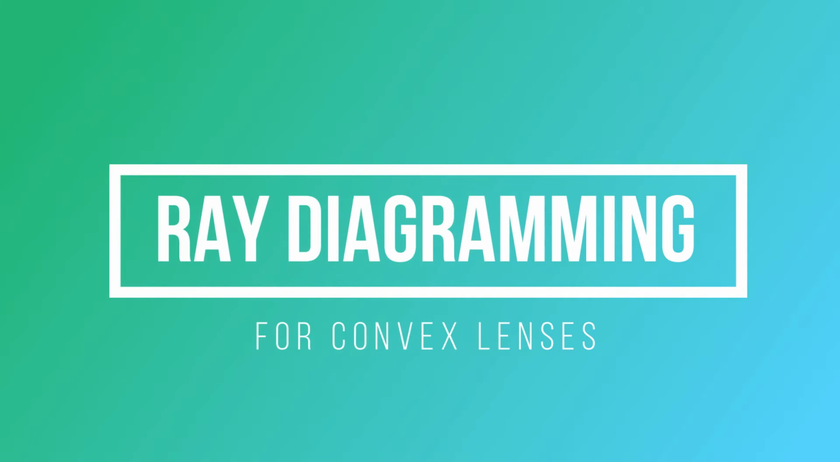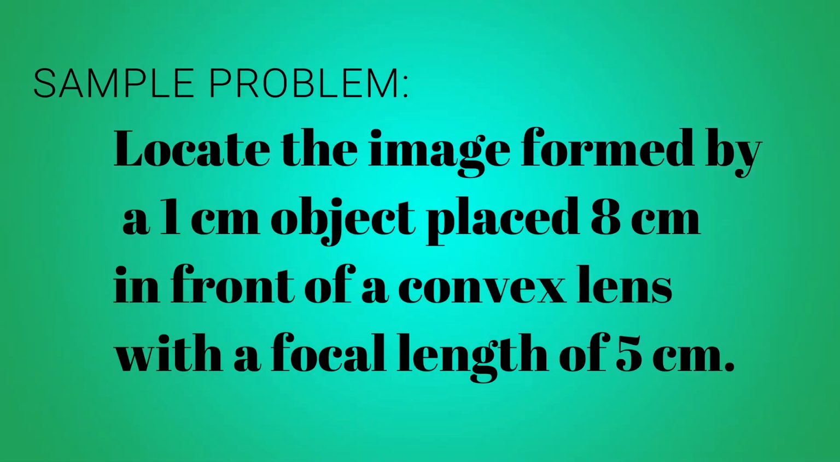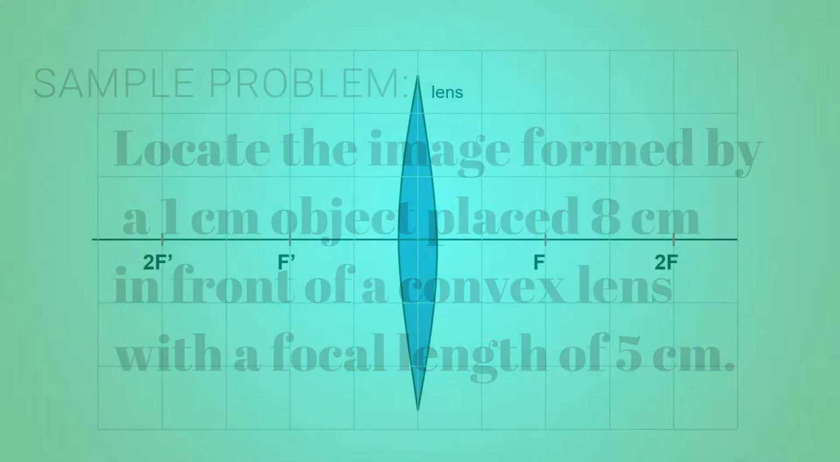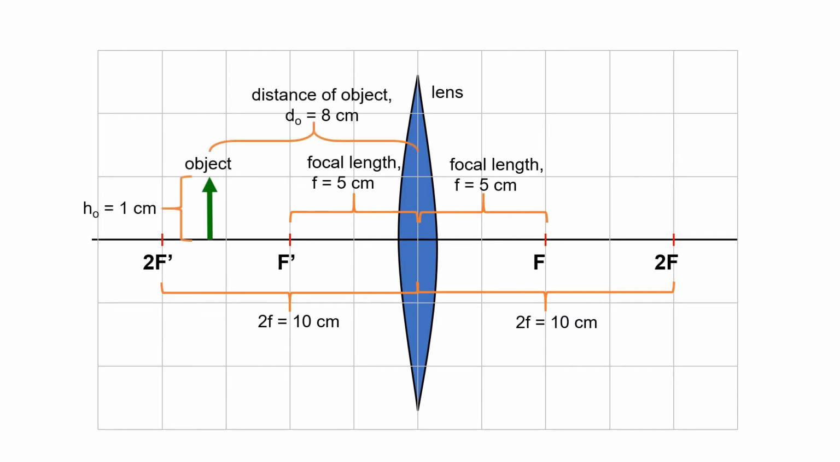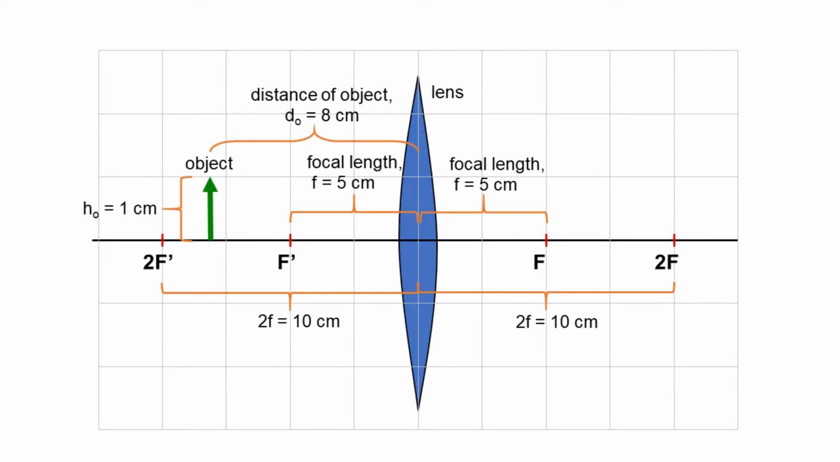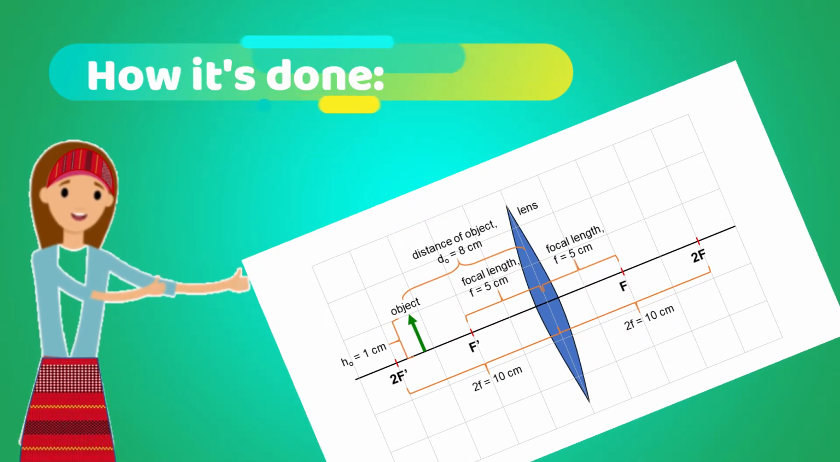In this video, we shall go over how ray diagramming is done for convex lenses. We shall be solving two problems to help us make sense of the process. For the first problem, let's locate the image formed by a 1 cm object placed in front of a convex lens with a focal length of 5 cm. Here is how it's done.